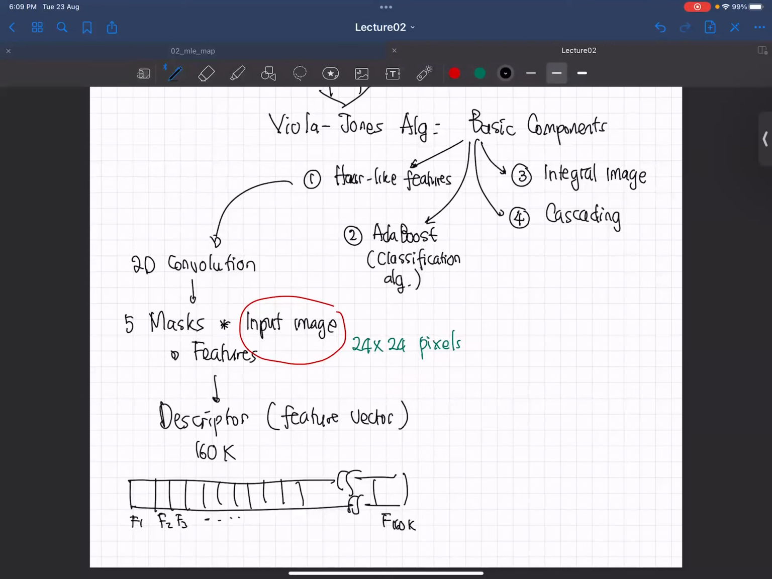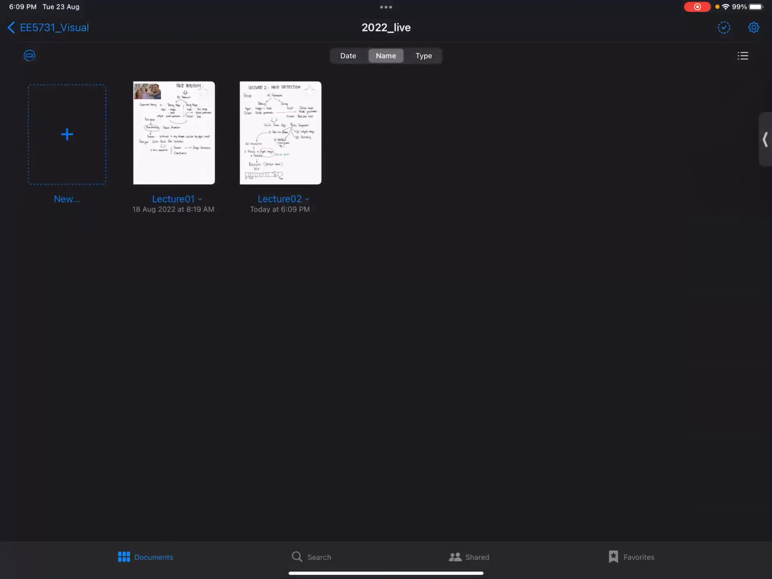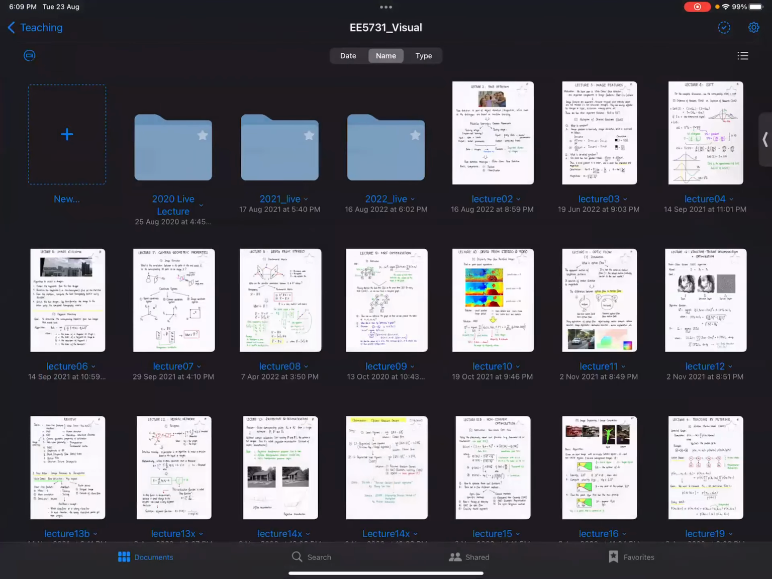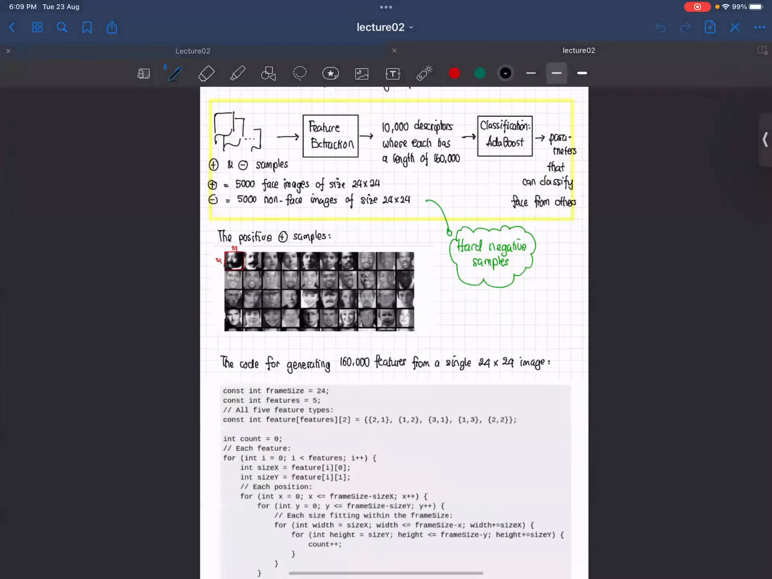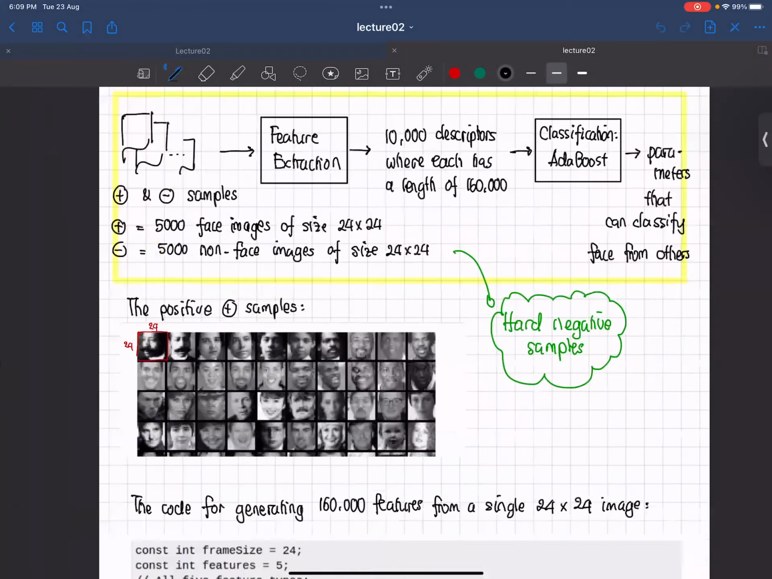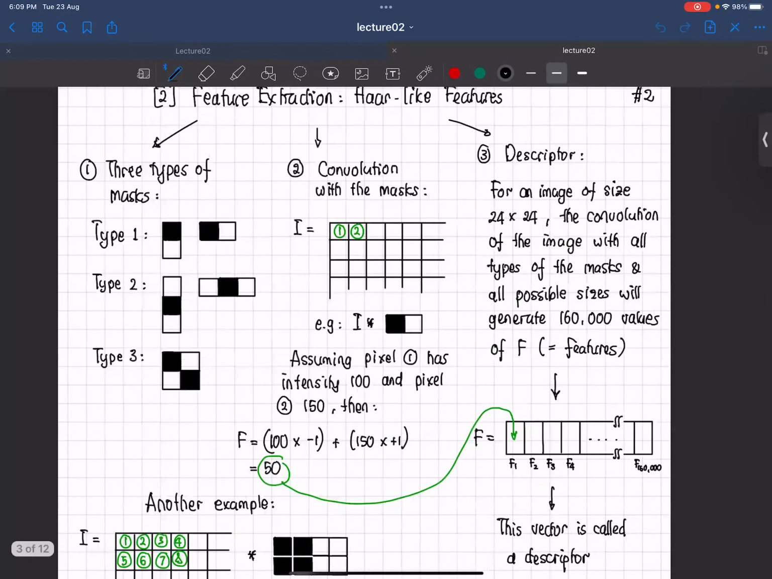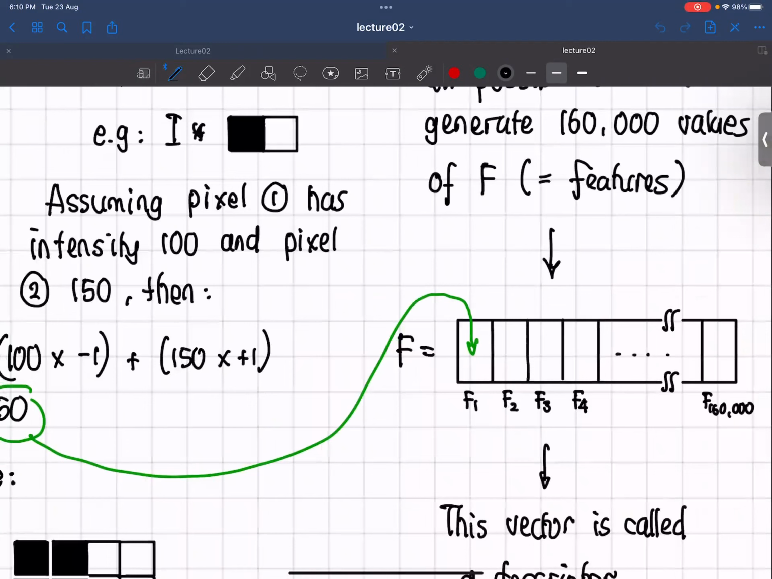If you don't remember the input image, I will show you how this input image looks like. Yeah, so this is the 24 by 24 input image. So one image, one face is 24 by 24. And then you apply this feature extraction here, type 1 and type 2 and type 3 in different scales, different locations for all pixels, then you will have the 160K feature vectors.